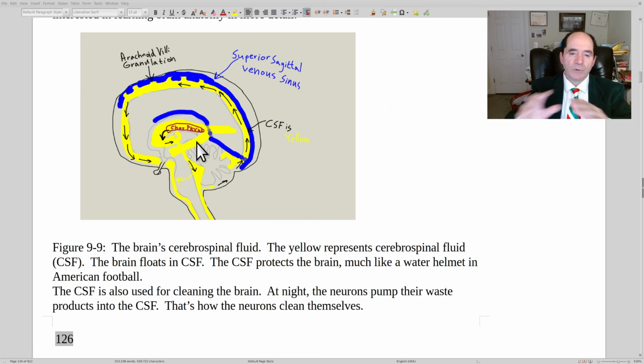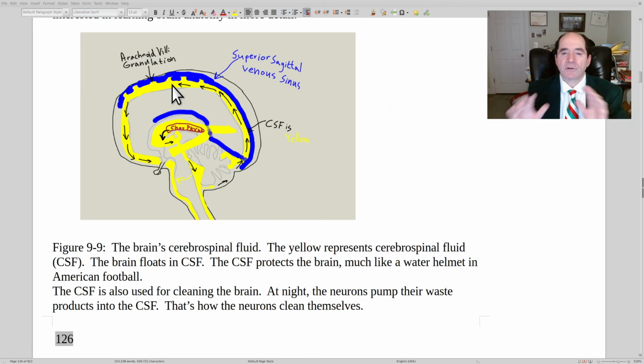And then it rinses them away, so it cleans the brain. Some of it's reabsorbed into the arachnoid granulations next to the venous sinuses. So these are the big veins around the brain called venous sinuses, and they're partly involved in reabsorbing waste products that the brain cells excrete at night.